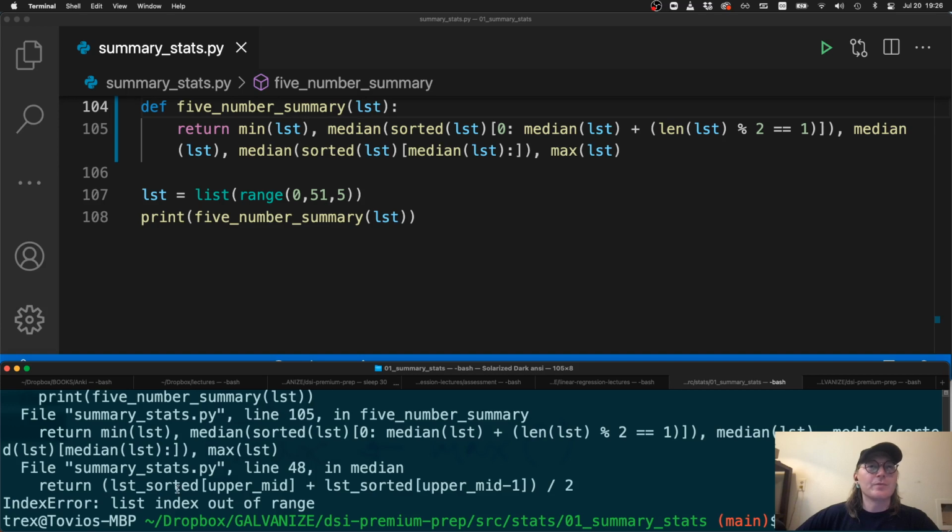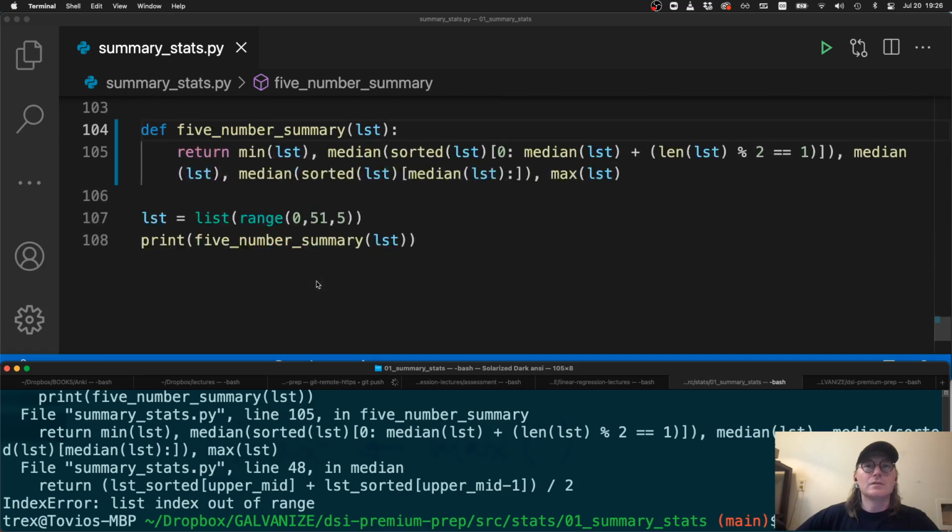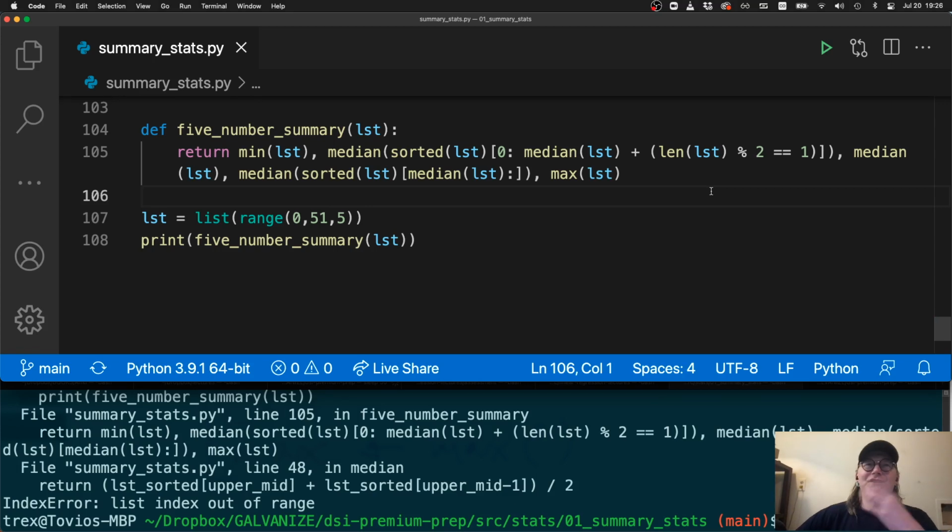Huh. List sorted upper mid. 140. I must be passing in an index that is not great. Median of the sorted list of. See, this is the thing. When you condense something down this far, it is actually hard to figure out where your errors are.